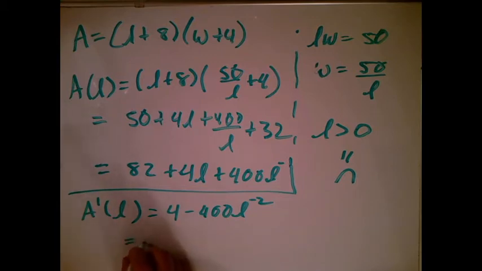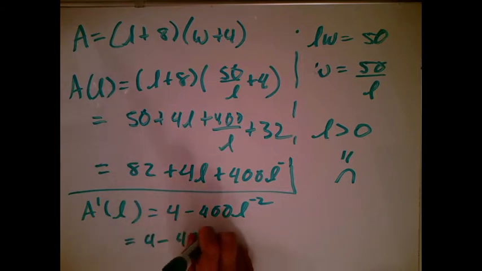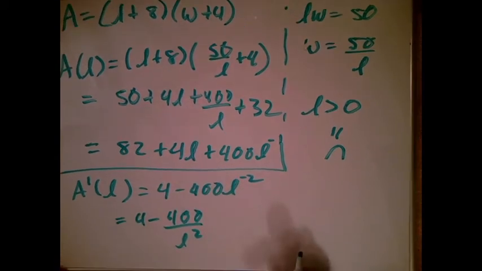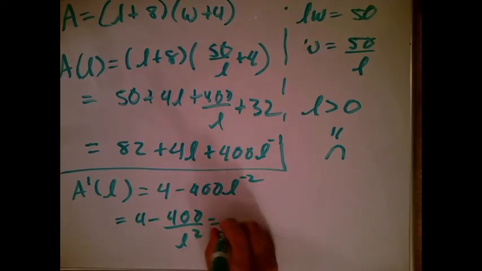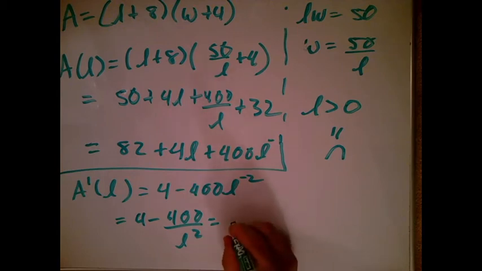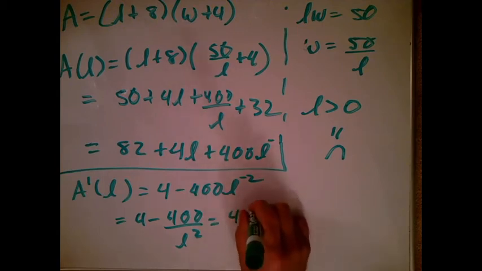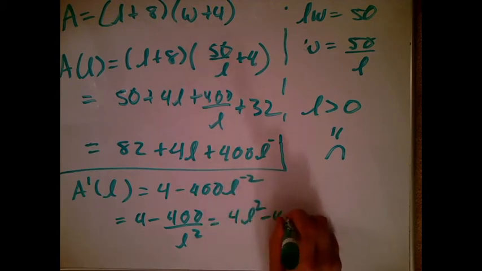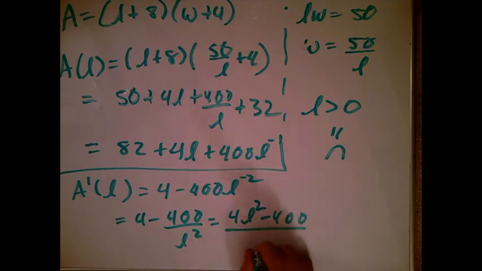So this is going to be 4 minus 400 over L squared. That's not a single fraction yet. I'm going to get a common denominator. So what is this going to be? This is going to be 4L squared minus 400, all over L squared.